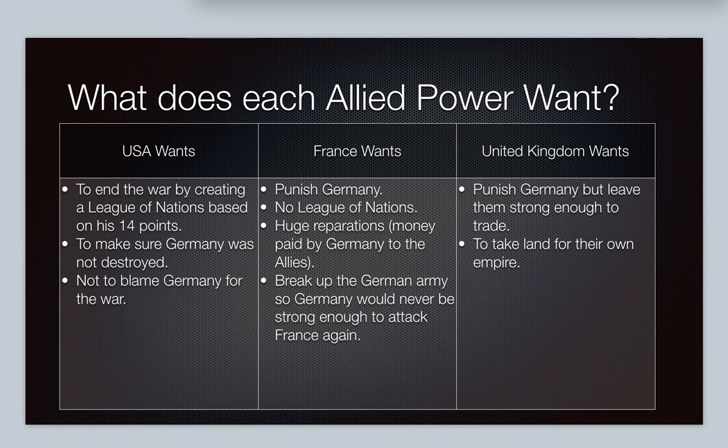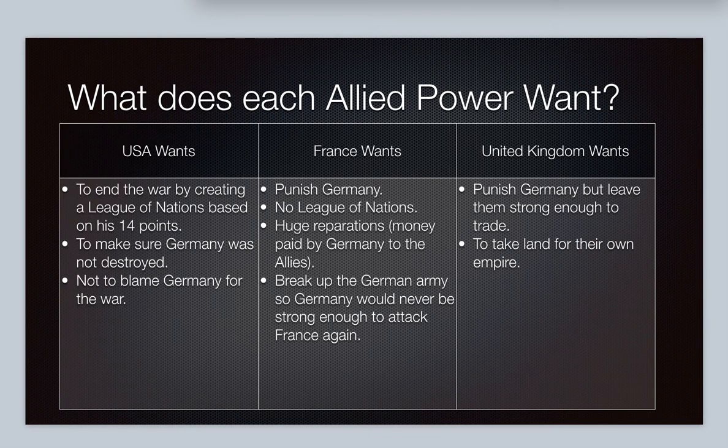So what does each Allied power want? Well, the U.S. wants to end the war, and they want to create this thing called the League of Nations, which is based on President Wilson's 14 points. We'll talk about that in just a minute. The USA wanted to make sure that Germany was not destroyed, and they did not want any blame for Germany for the war.